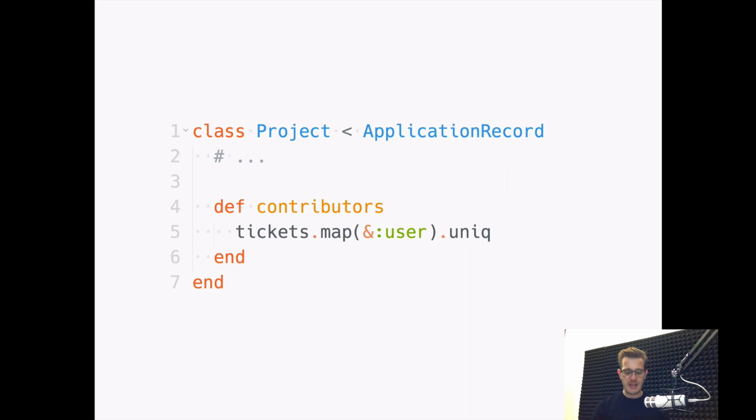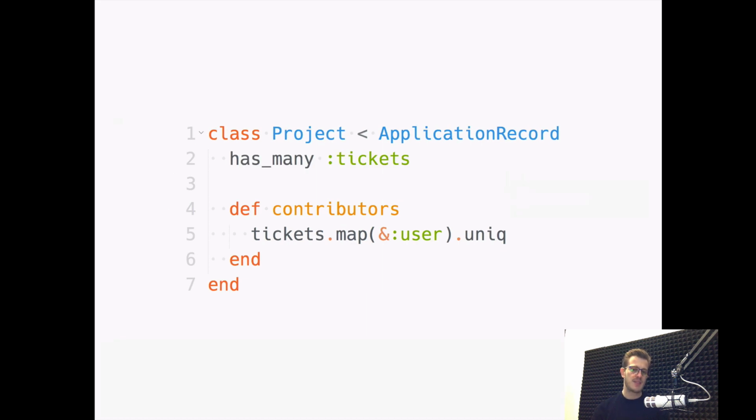The first of these is this contributors method. This contributors method is pretty innocent. If you look at the method itself, you're not quite clear on where tickets comes from until you scroll to the top of the class and you see a method like has_many :tickets.